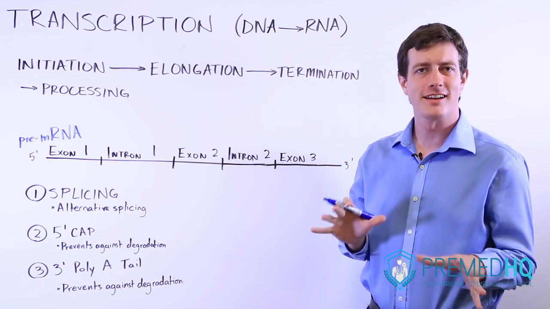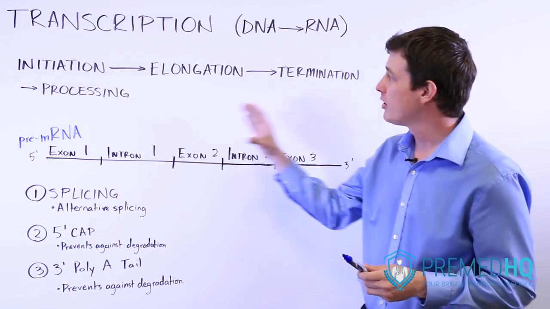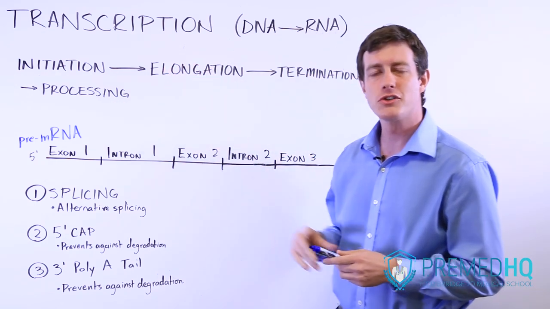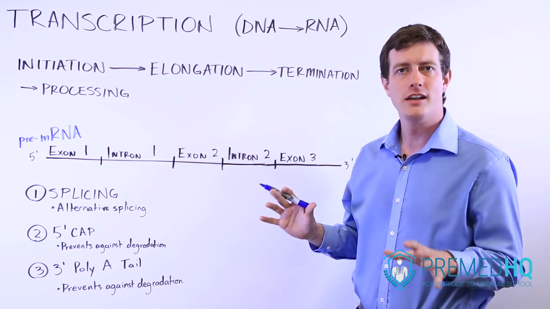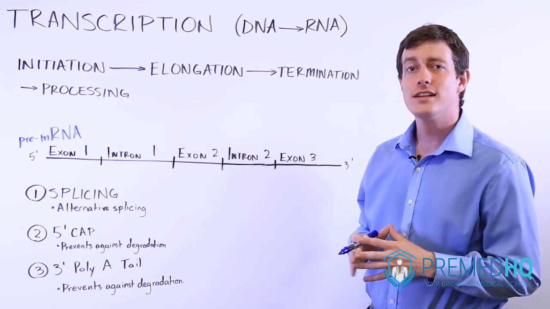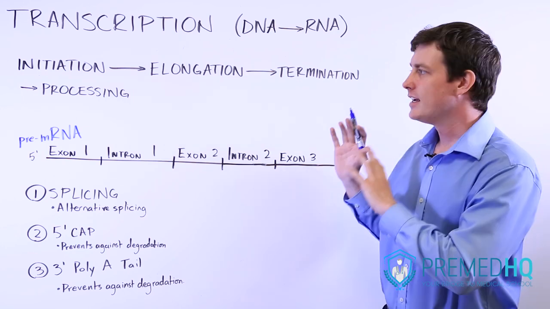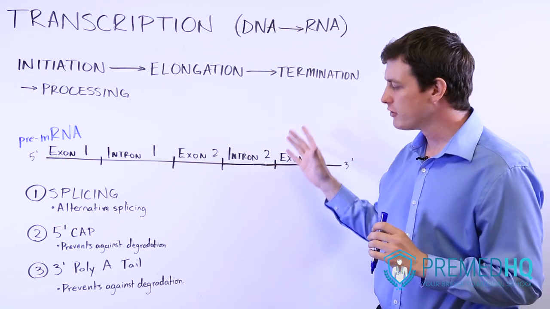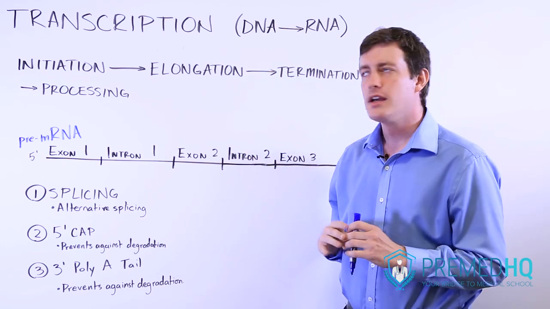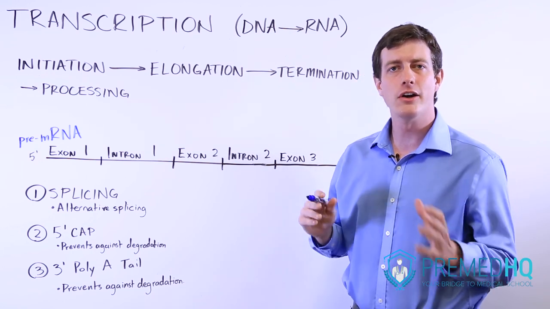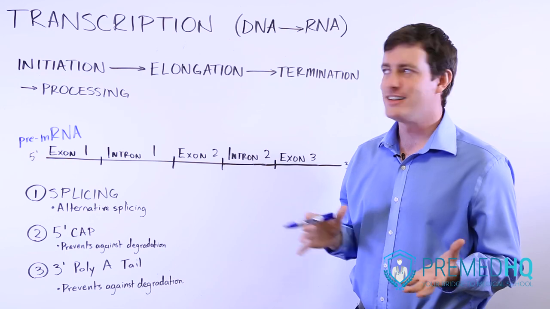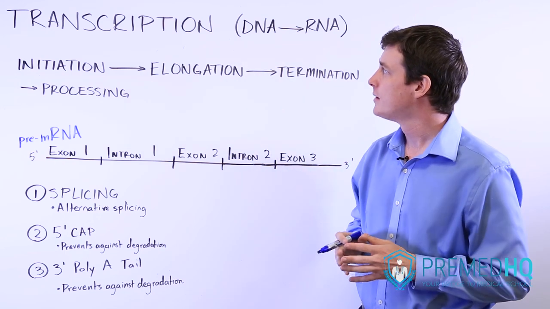One quick note that I'd like to add before we move into the processing of our primary transcript is that there is no proofreading activity on the RNA polymerase. DNA polymerase has its exonuclease that does proofreading and checks for errors, but RNA polymerase does not. And this means that there are errors that occur in the transcription process.